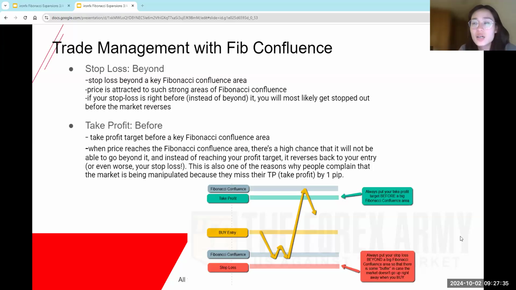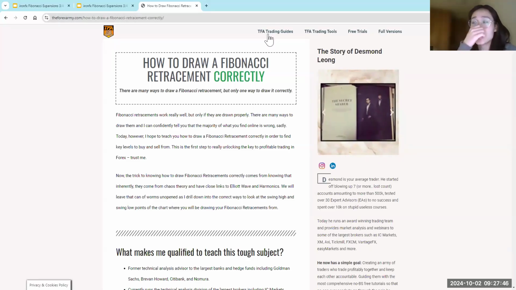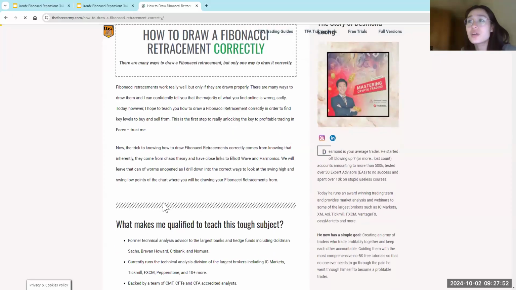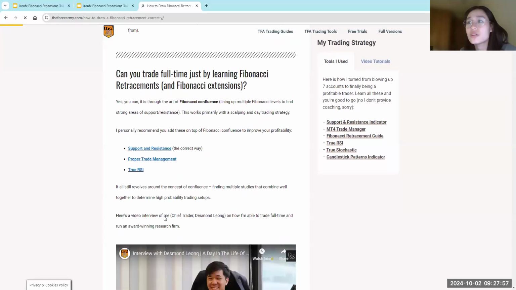Okay, I'm just going to introduce this website to you guys. It's forexarmy.com. So if you go into the trading guides, you can click on this, how to draw Fibonacci retracement correctly. And yeah, you can go through some of these as well.